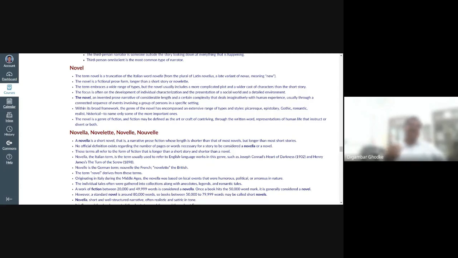So the novel is an invented prose narrative of a considerable length, and there is a certain complexity that deals imaginatively with human experiences. Usually, it happens through a connected sequence of events which involves a group of persons in a specific setting.